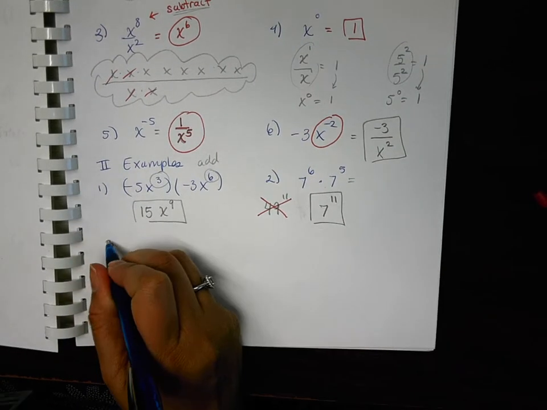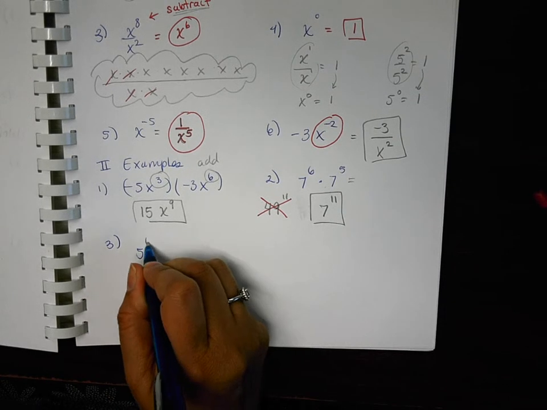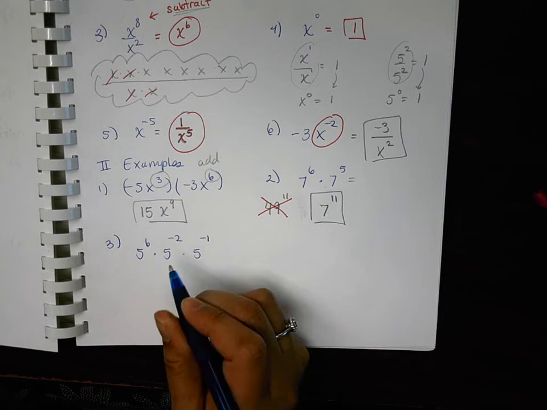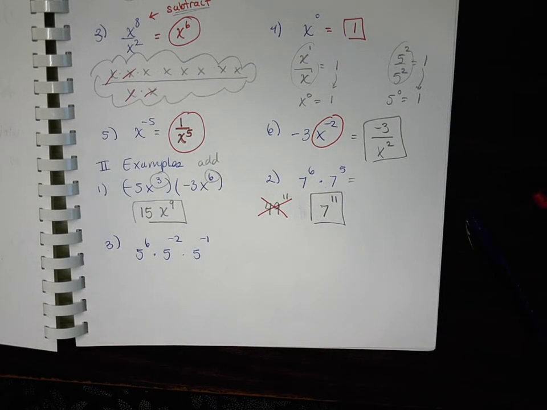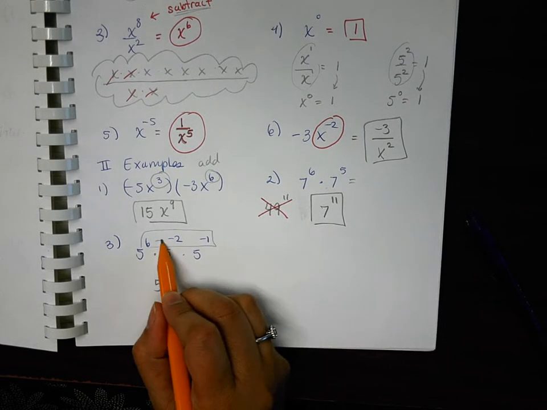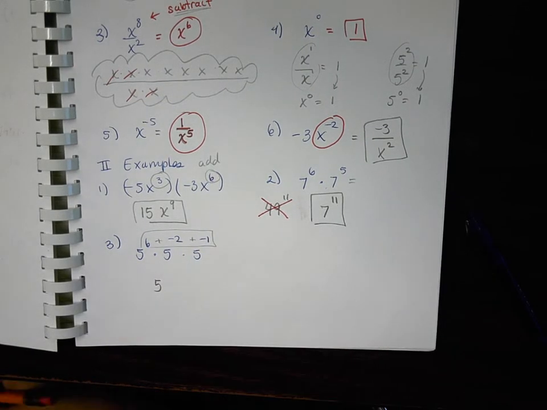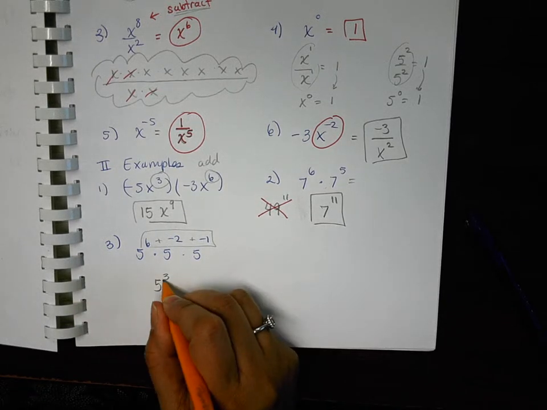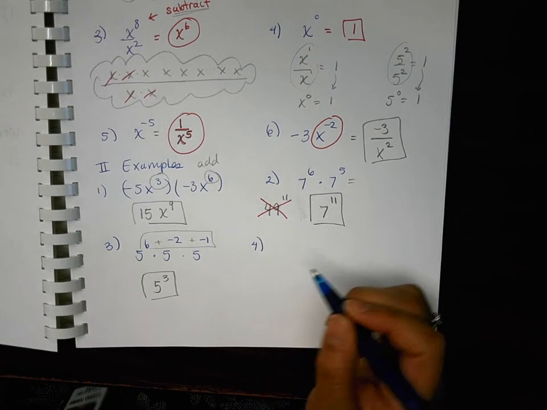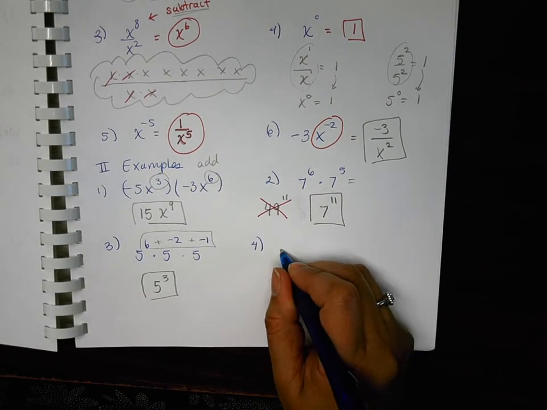Okay, number 3. 5 to the 6th times 5 to the negative 2 times 5 to the negative 1. The base is going to stay 5. Do you agree? Yeah. And then you do 6 plus negative 2 plus negative 1. Positive what? 3. 5 to the 3rd. And you don't need to simplify, just leave it like that. Questions? All right, next one.